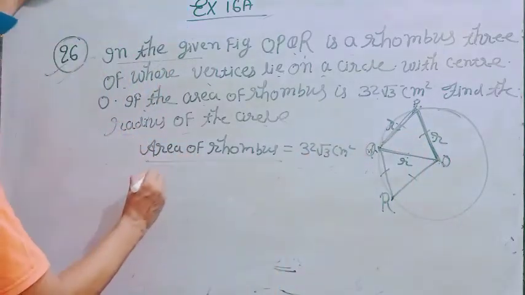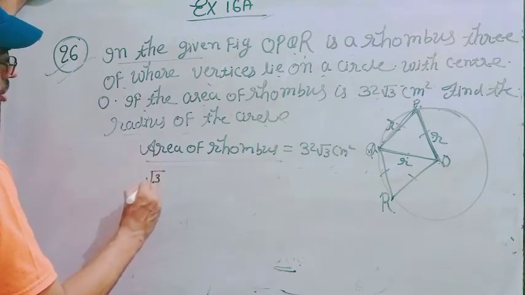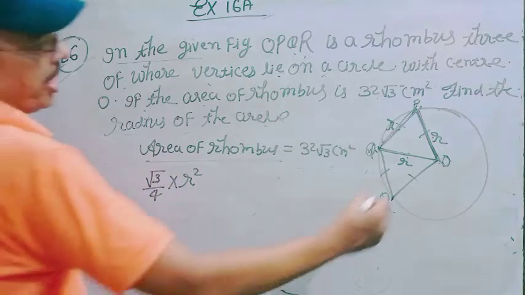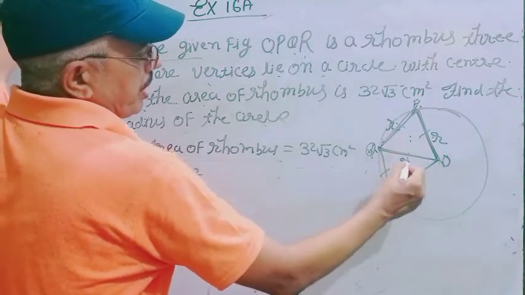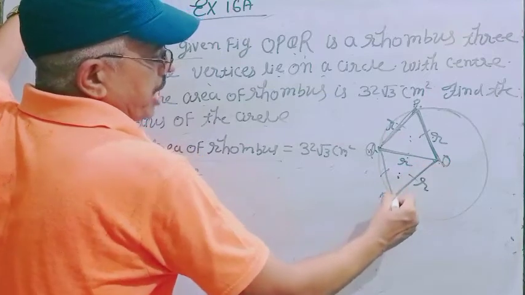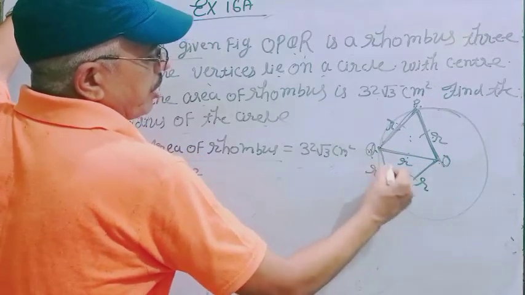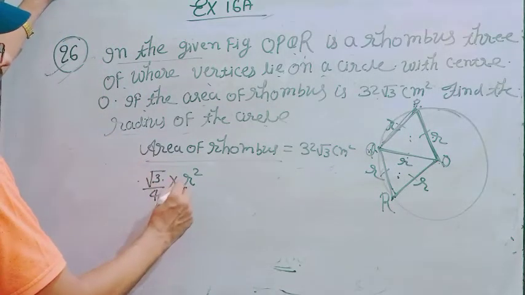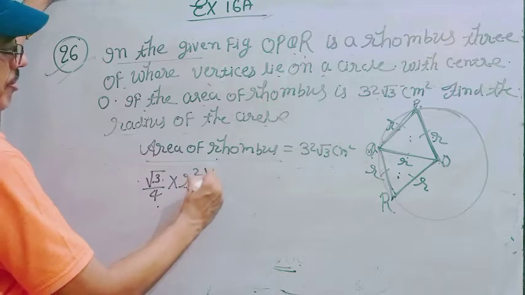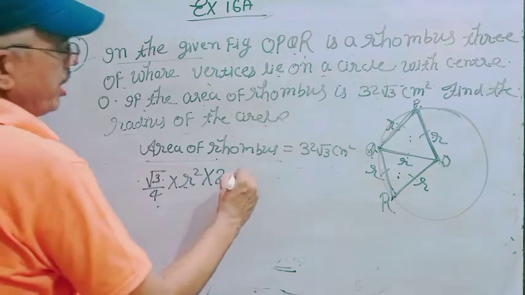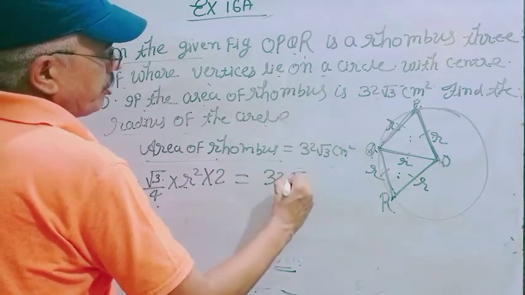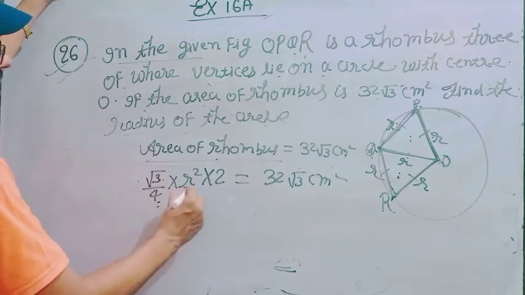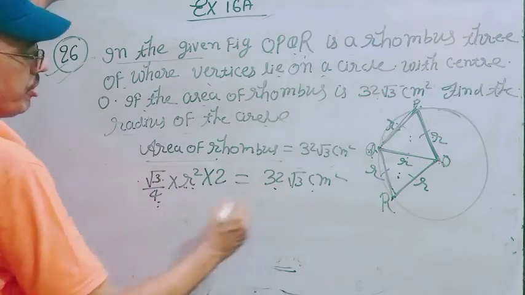So what is the area of this equilateral triangle? It is equal to root 3 by 4 into r square, side square. And there are 2 equilateral triangles in the rhombus, because r is also the side of the rhombus. So root 3 by 4 into r square is the area of one equilateral triangle, and multiplied by 2, it is equal to the given 32 root 3 cm square. Then root 3 by 4 into r square into 2 is 32 root 3.